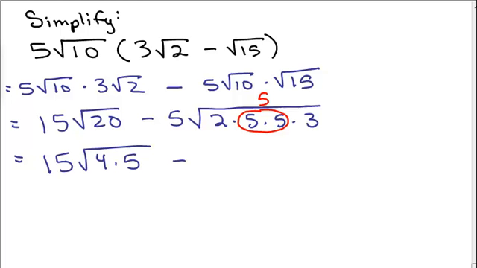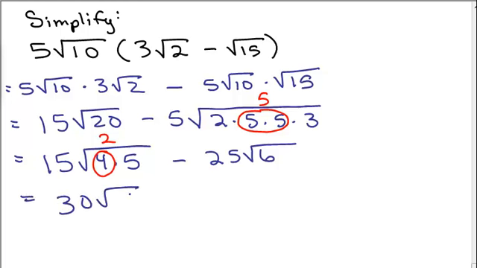So 5 times 5 is 25, and what's inside is 2 times 3. But over here I need to take a 2 out. So that's 15 times 2. 30 square roots of 5 minus 25 square roots of 6.